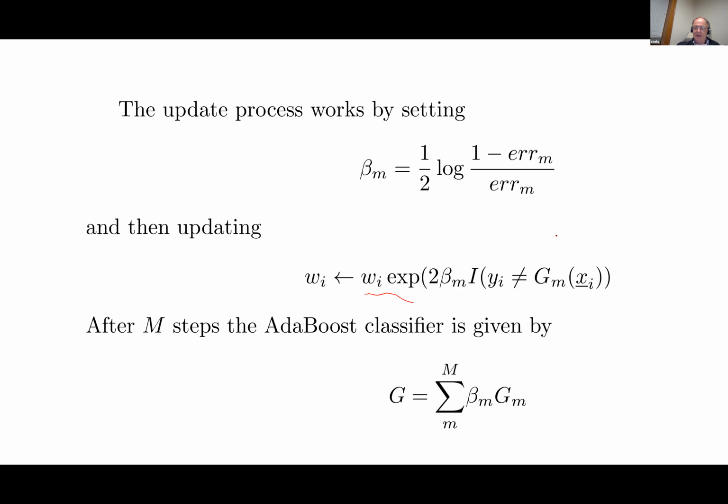So if G_m classifies x_i correctly, then this will be 0, and so w_i is not changed. If it misclassifies it, then w_i is going to be multiplied by exp of 2 beta m. And here's the classifier. After m steps, the AdaBoost classifier is given by the sum of these things here, and we have to take the sign of it. I forgot to write that, because it's actually the sign of this.